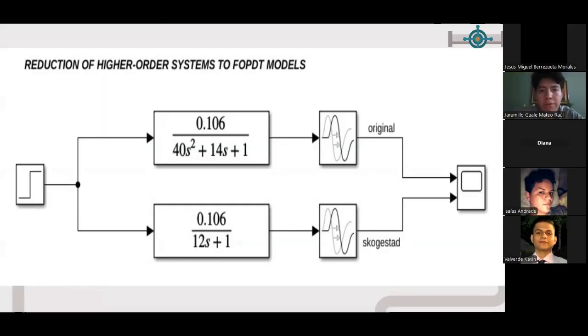In Simulink, we first scope the original plant, which is a second-order transfer function. After recording its step response, we applied Sundaresan-Krishnaswamy reduction to obtain a first-order plus dead time model, FOPDT. Our goal was to obtain a simplified model so we can apply the Cohen-Coon PID tuning model.